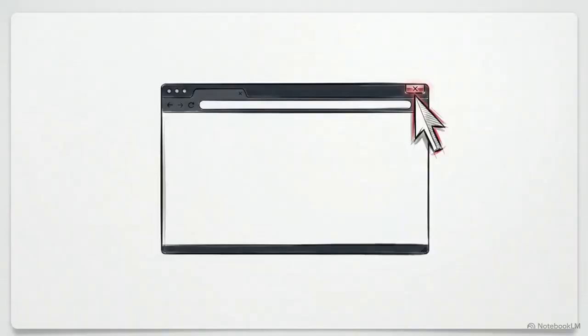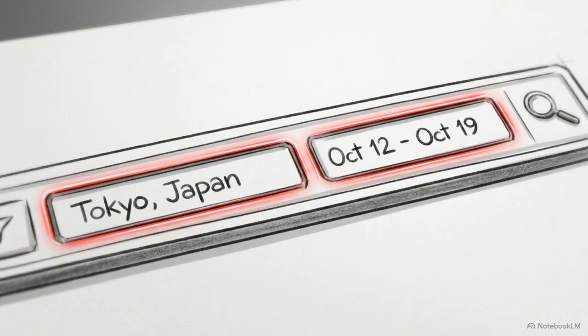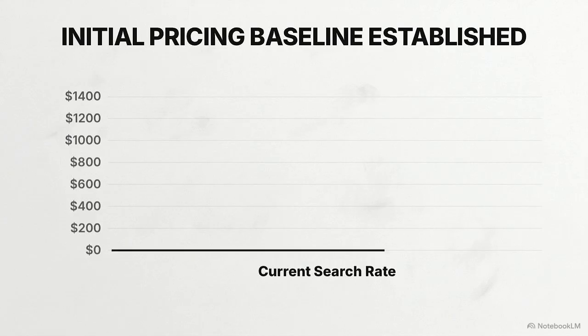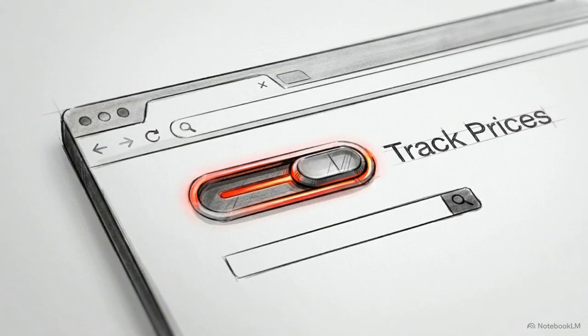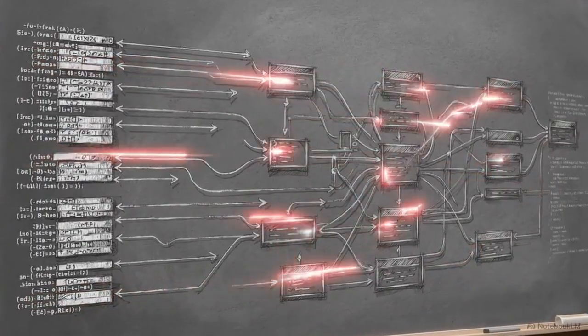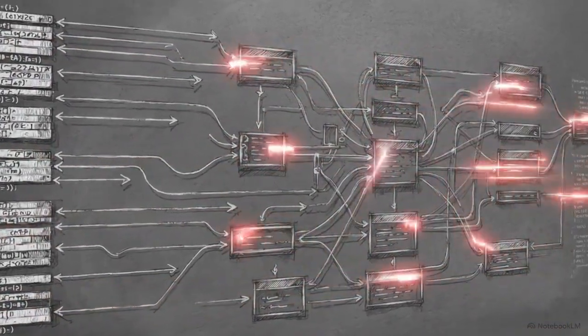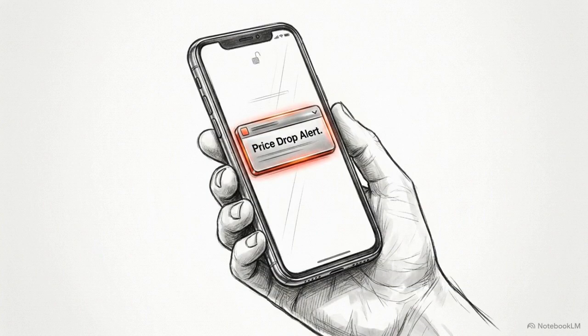Step 1. Log out of guest mode, and make sure you are signed in to your Google account. If you search anonymously, none of your tracking data will save. Next, input your exact destination and travel dates into Google Flights. This gives the system its initial pricing baseline. Now, look just above your search results and turn on this toggle labeled Track Prices. The moment you activate that switch, Google's algorithms take over. They will continuously monitor the airline's revenue systems in the background and automatically email you the second the price drops.